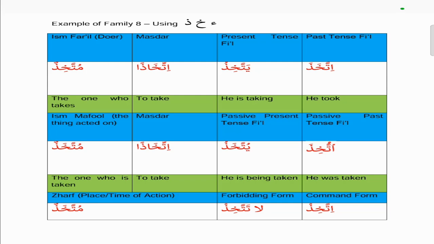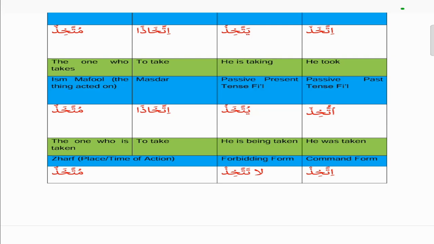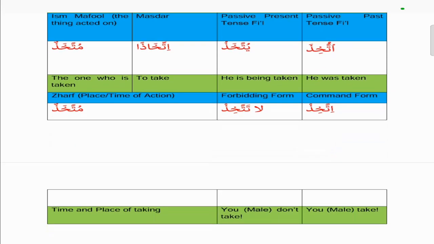Again, to switch between the passive present tense and the isme maf'ul, just change the ya to a meem and make the isme maf'ul heavy because it's an ism, muttahazun. And the commanding form is ittakhiz, which means you may take. And the forbidding form is la tattahiz, you may not take. And zarf is the time and place of taking, muttahazun, which is the same as the isme maf'ul.